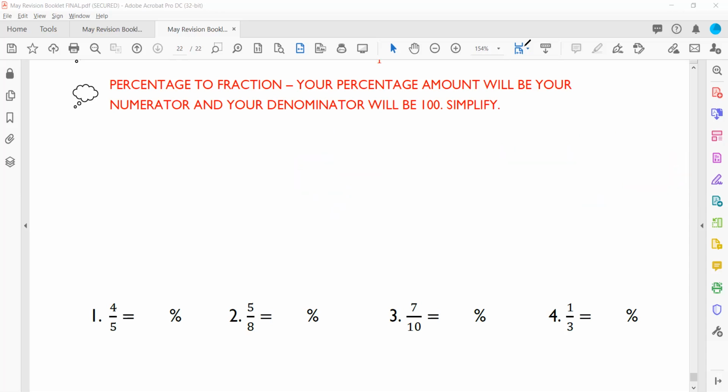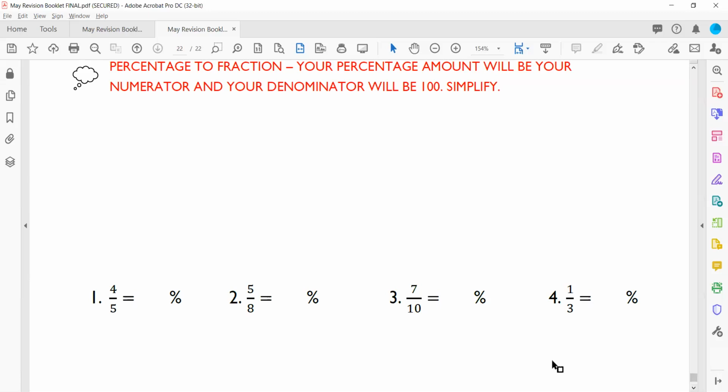And the last thing we're going to look at today is how we turn percentages into fractions. So if we had 4%, to turn that into a fraction, remember percentage means out of 100, so that would be 4 out of 100. And we could simplify that down. 4 and 100 can both be divided by 4 to give you 1/25. So any percentage can be turned into a fraction just by putting the percentage amount over 100.